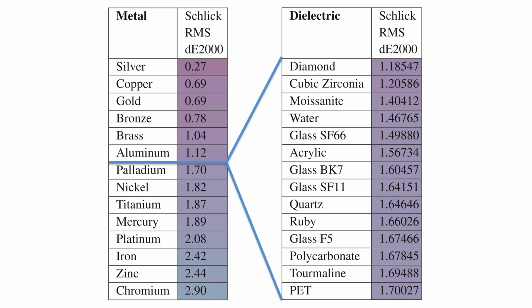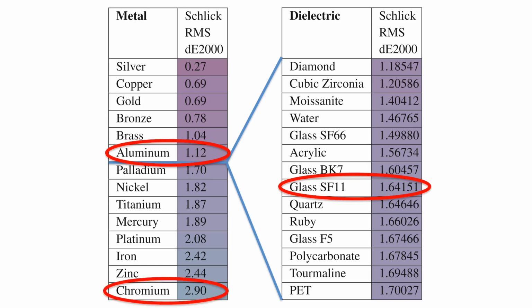Here is the Schlick delta E2000 error, averaged over all incidence angles for a variety of materials, with metals and dielectrics each sorted in order of increasing error. The errors in metals vary quite widely. In contrast, all the dielectrics fall in between aluminum and palladium. We see that copper is a material for which Schlick performs unusually well, so let's look at some more representative materials. Aluminum and the SF11 glass are each reasonably representative of their class. In addition, we will also look at the worst-case material, which is chromium.